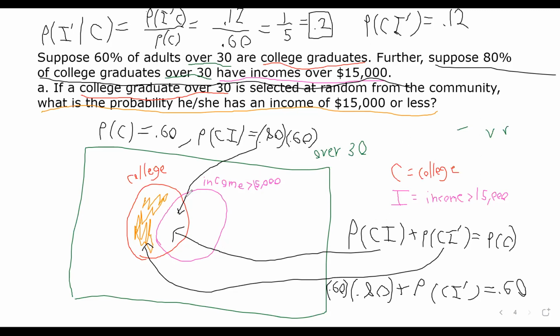Again, the probability of C and I, the probability of this region, plus the probability of C and I prime, this region, they add up to the probability of C. And since this plus this equals this probability, you solve for this one, and that's 0.60 minus 0.6 times 0.8, which is 0.12. And so you plug it in here, divide by that, and you get 0.2.